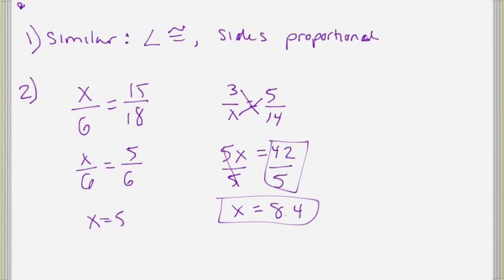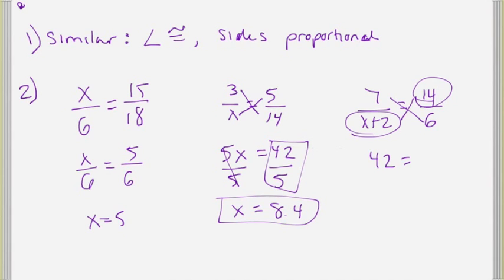And our last one there says 7 over x plus 2 equals 14 over 6. We could reduce that down, but I'm not going to, just for the sake of example. If I cross multiply, 7 times 6 is 42. What do I have to do when I multiply 14 times x plus 2? I have to distribute. So I have to do 14 times the x and 14 times the 2.